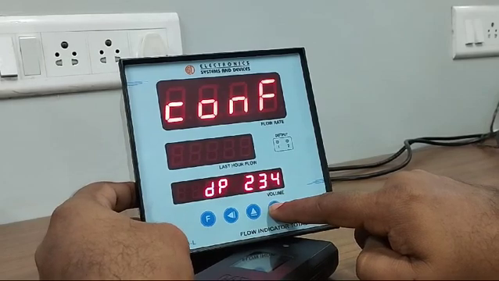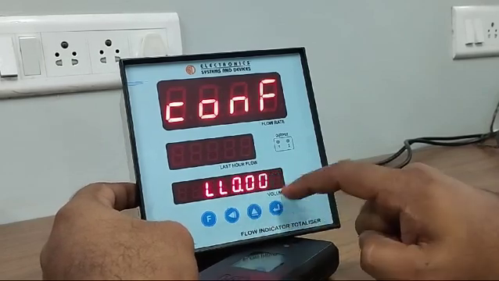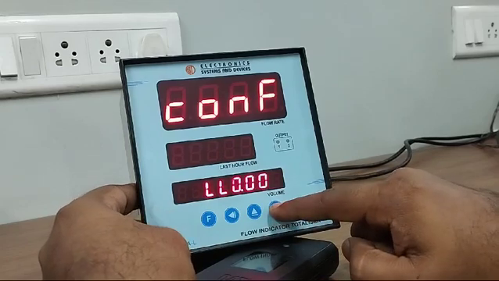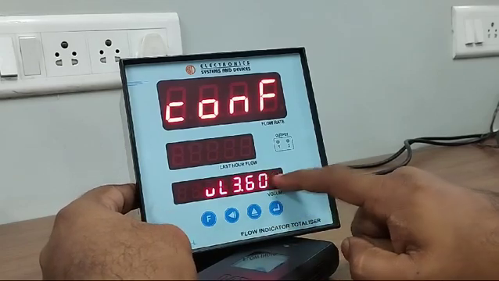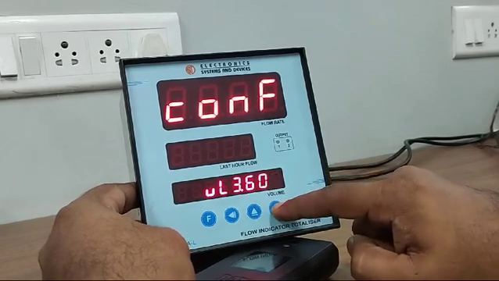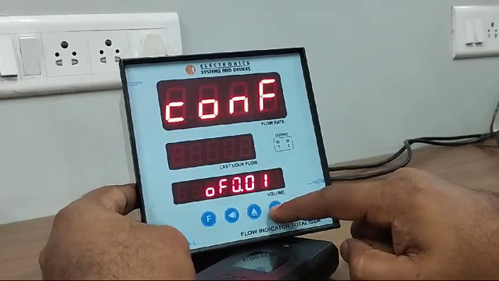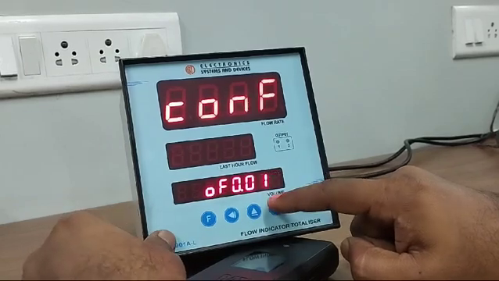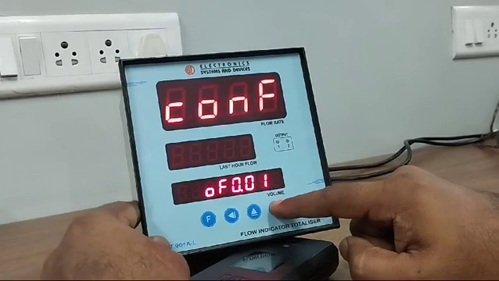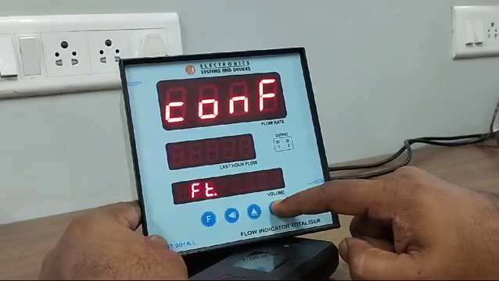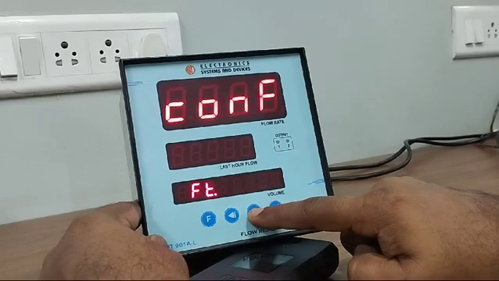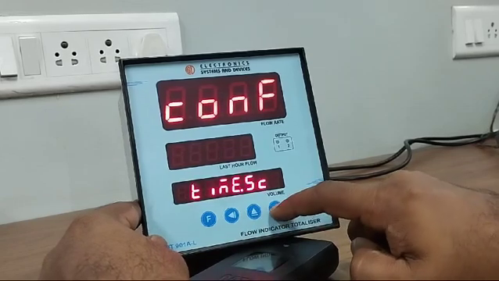For the flow rate, lower limit, that is the flow corresponding to 4 milliamperes. Upper limit, flow corresponding to 20 milliamperes. Offset, if there is some error in the sensor error, you can give an offset of plus minus 999. Flow type, whether it's linear or it's square root. So I'll keep linear now.